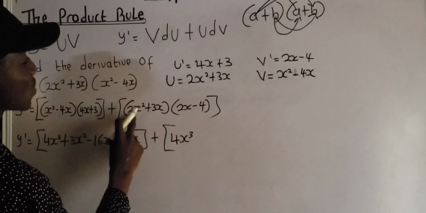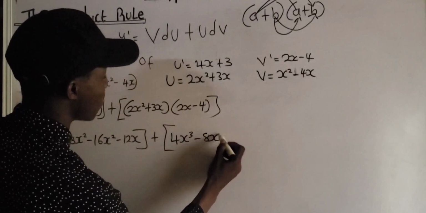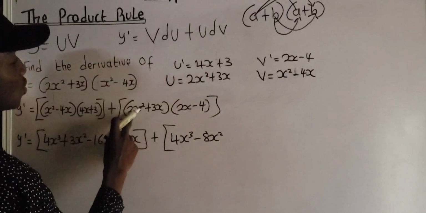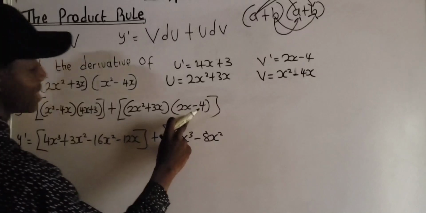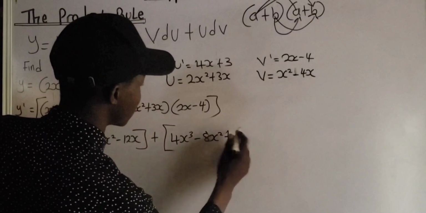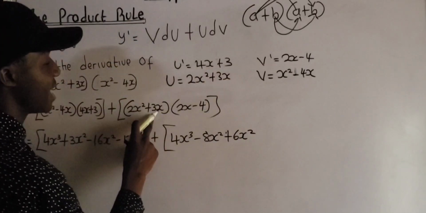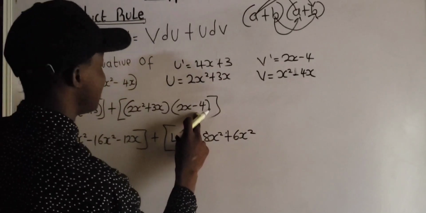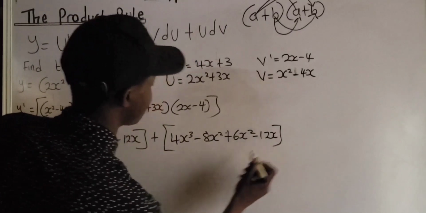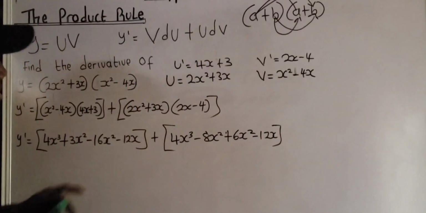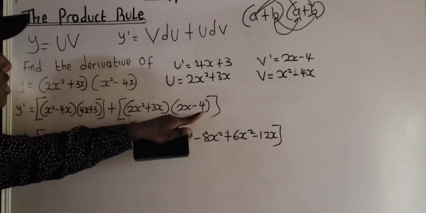Now 2x squared multiplied by minus 4, that is minus 8x raised to the power of 2. Then plus 3x multiplied by 2x, that is plus 6x raised to the power of 2. Plus 3x multiplied by minus 4, that will give us minus 12x. Please, do you understand? Just take each term of the first bracket, multiply by all the terms in the second bracket.